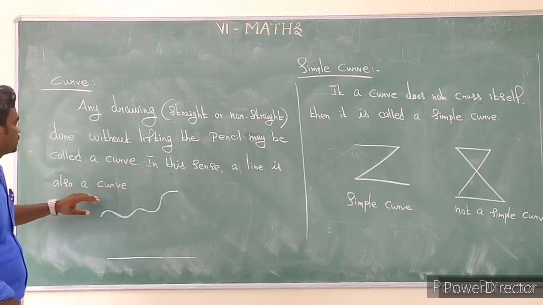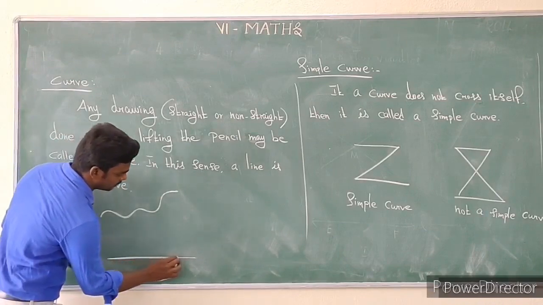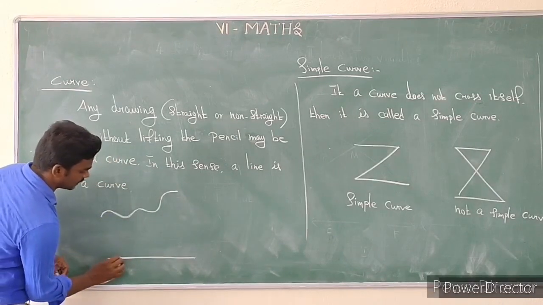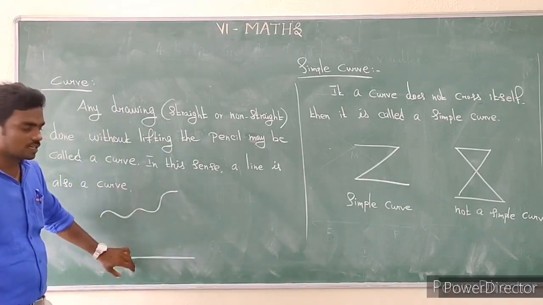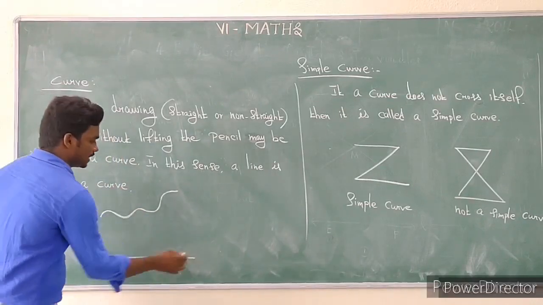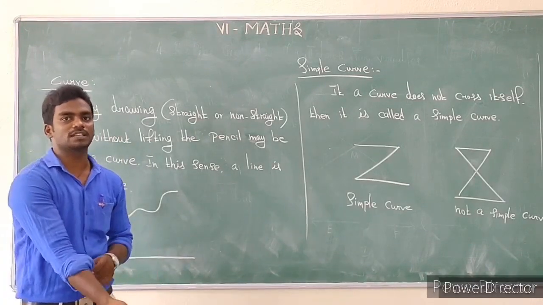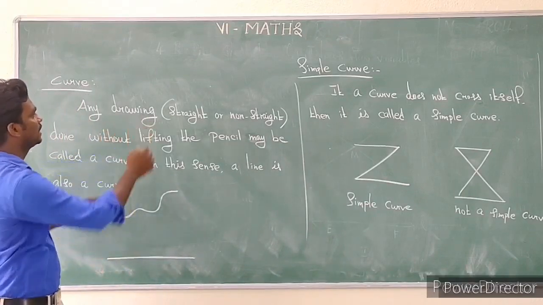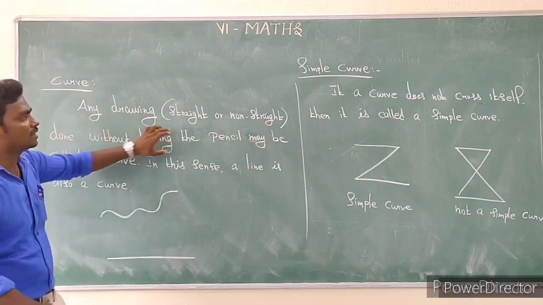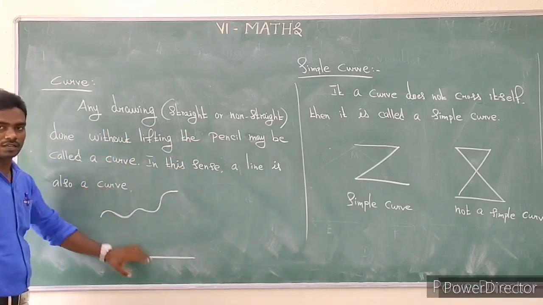In this sense, a line is also a curve, because we can draw a line without lifting the pencil. I can draw this line without lifting the chalk piece, so this is a curve. These two lines are also curves. Generally a line is not a curve, but mathematically a line segment is also a curve because of this condition: any drawing done without lifting the pencil may be a curve.